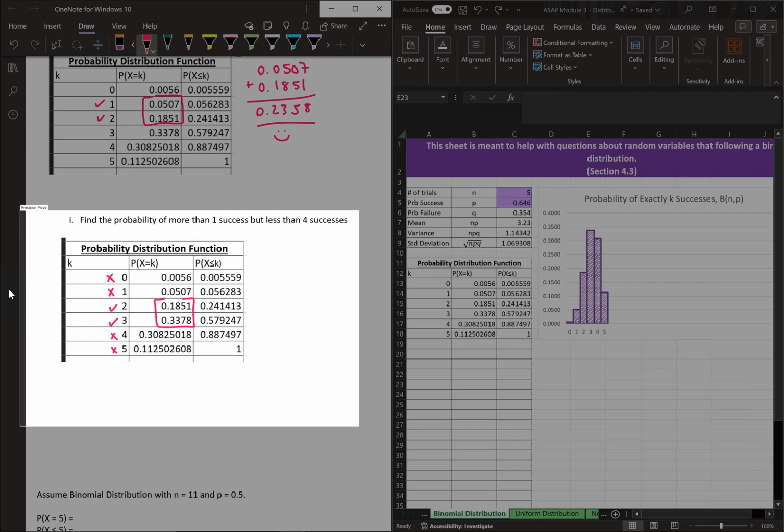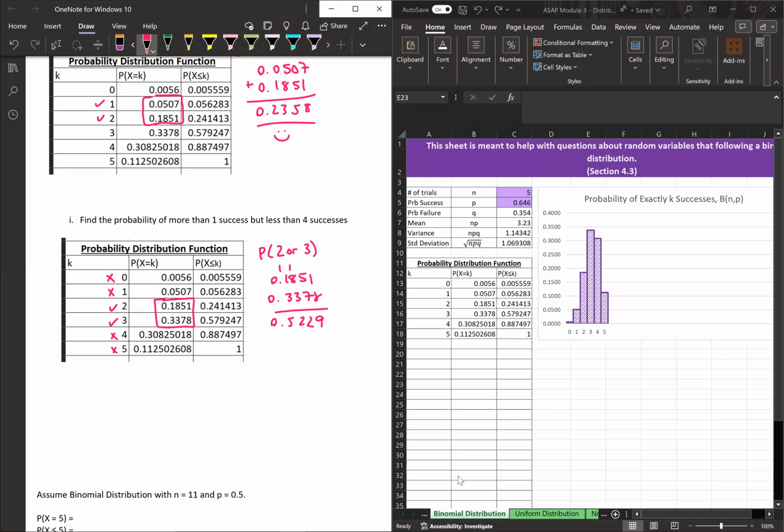So this problem ends up being very much the same as the one that we just did. So 0.1851 plus 0.3378. I hope that's right. I have not had my coffee yet. But anyway, if that's the right sum, and I'm hoping it is, that's the answer. The method is to add up the probabilities individually.